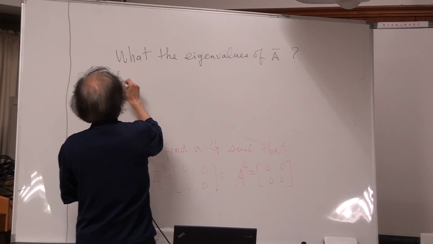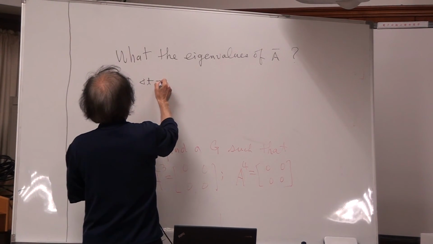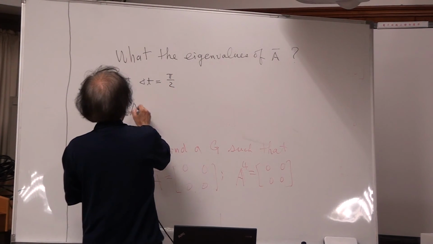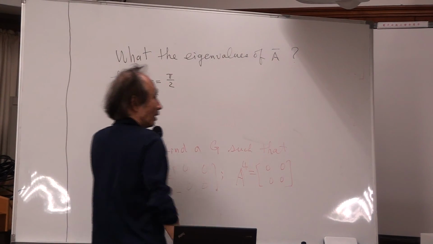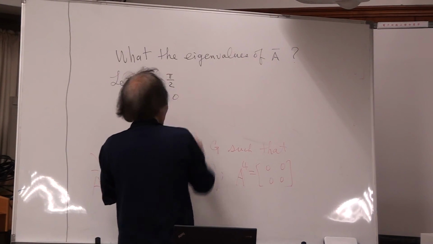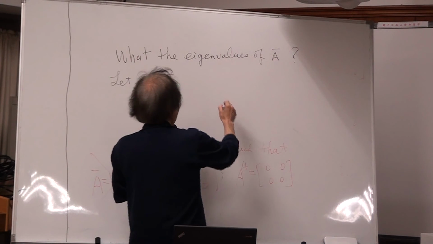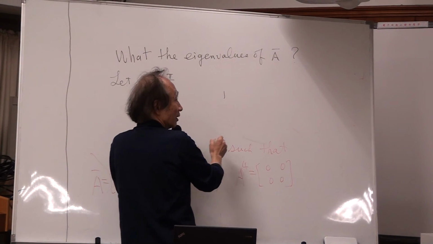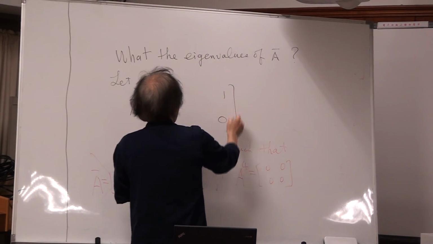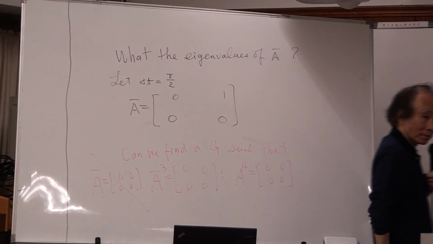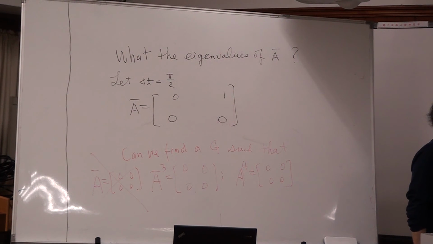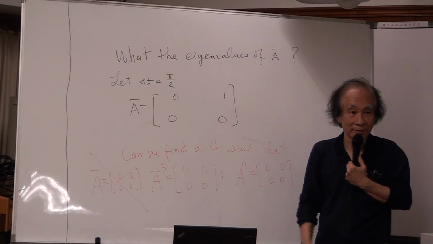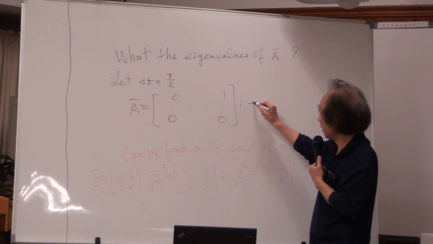Yeah. Delta t equal to pi over 2. Then what is A bar? Cosine of pi over 2 is 0, right? This is 1. That's 0. This is 0. So what's the eigenvalue of this A bar? Eigenvalue of A bar, how much?